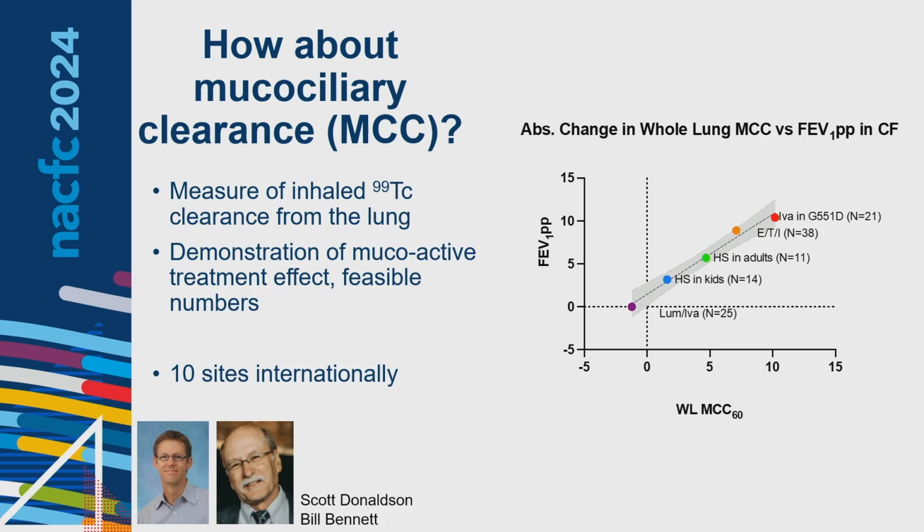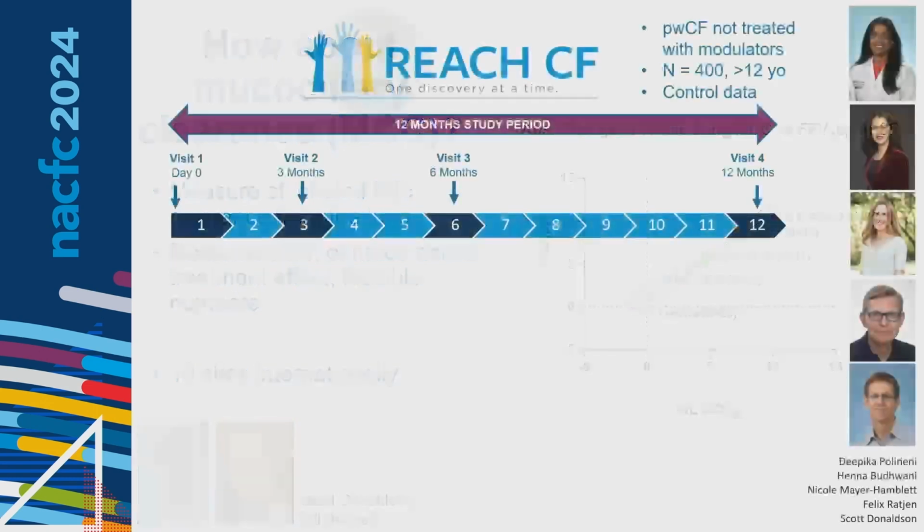And these are a variety of different interventions: lumicaftor, ivacaftor, hypertonic saline in pediatrics and adults, ETI, and then ivacaftor. And you can see the numbers of people included, and they're all feasible for the types of studies we're talking about. I would say the biggest challenge we run into is numbers. We have 10 sites in the world. Scott's done a wonderful job, as has the whole team, to go from 4 to 7 in the US to 10 internationally, which is great, but that still is a significant limitation to using this as an outcome measure.